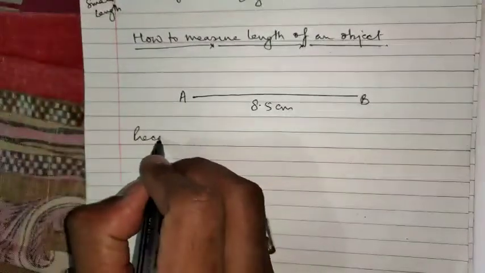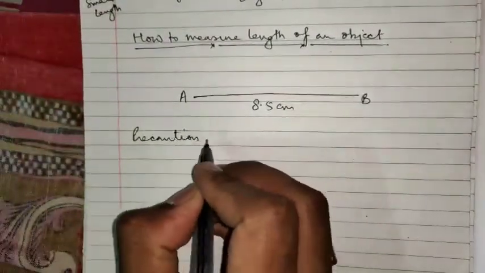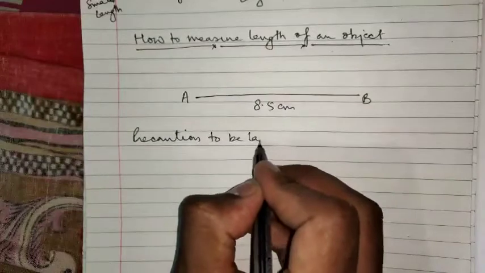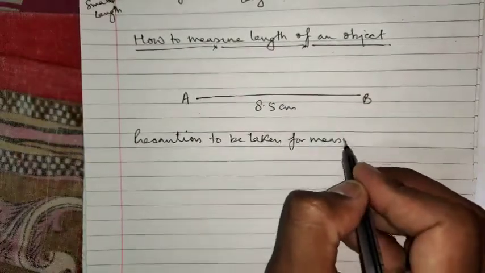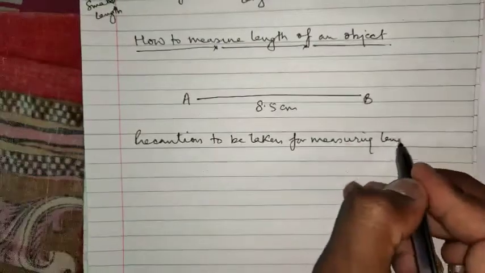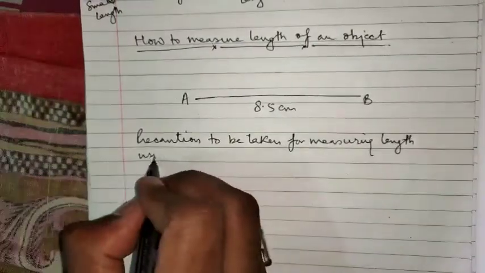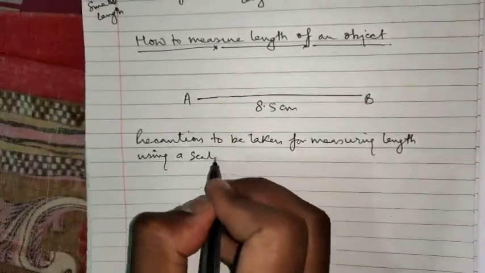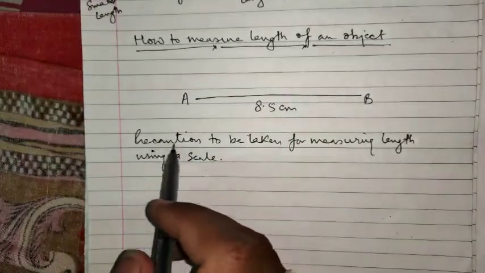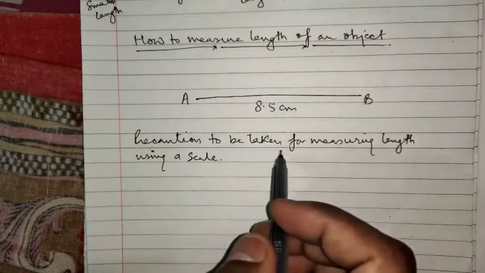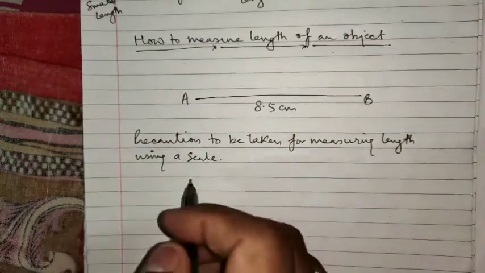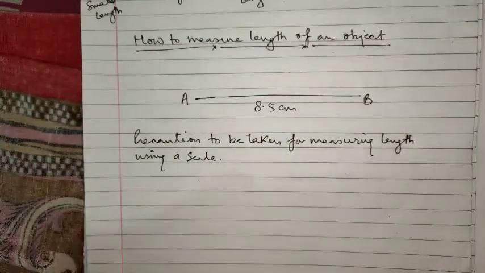Now our next topic is precaution. Precautions to be taken for measuring length using a scale. Precaution. What precaution? Precaution means savdhani. What precaution we are going to take for measuring the length using a scale?